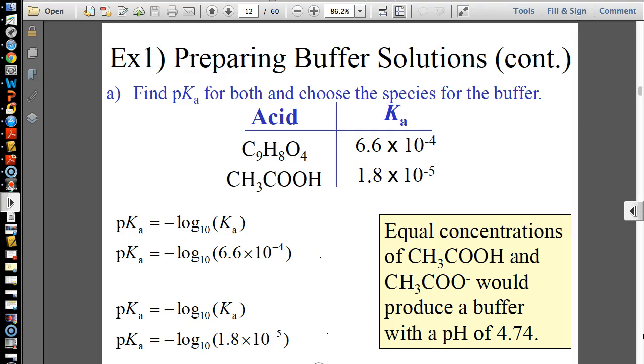A lot of times you can kind of eyeball these, but this is going to be around 4-ish or above 4, and this is going to be around 5, so you can't really tell which one's going to be closer to 4.8. You do kind of need to use your calculator.